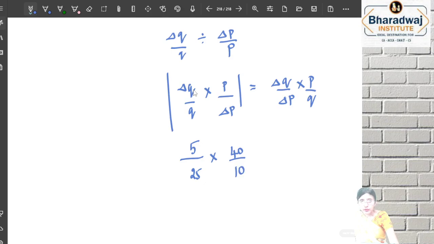I by mistake interchanged the price and quantity. You did this formula, you're saying. Even then you'll get it correct, don't worry. That's okay. That means what you would have done is 5 by 25, delta Q by Q. This formula you used. What you did was 10 by 40 into 25 by 5.